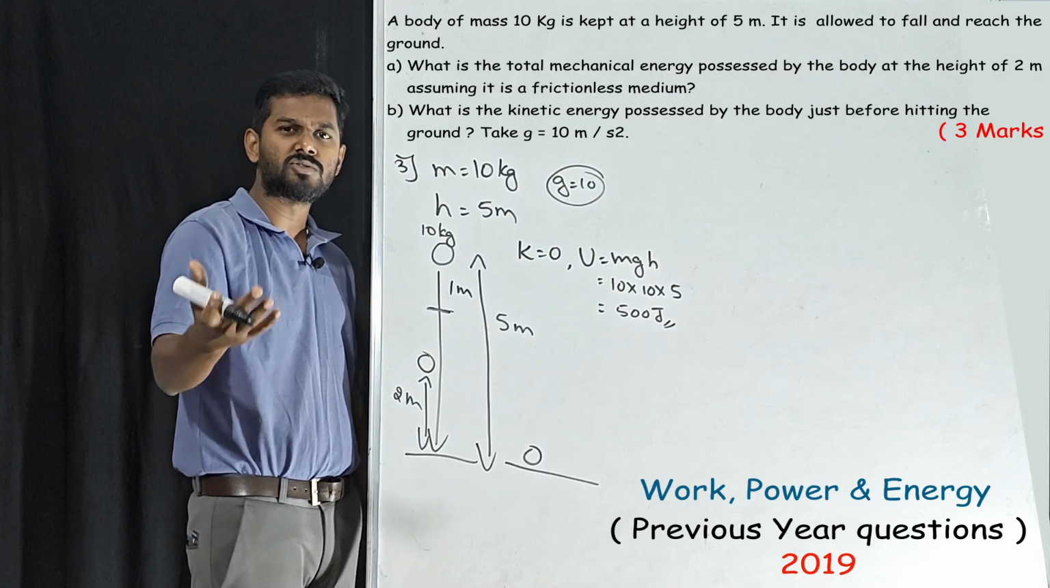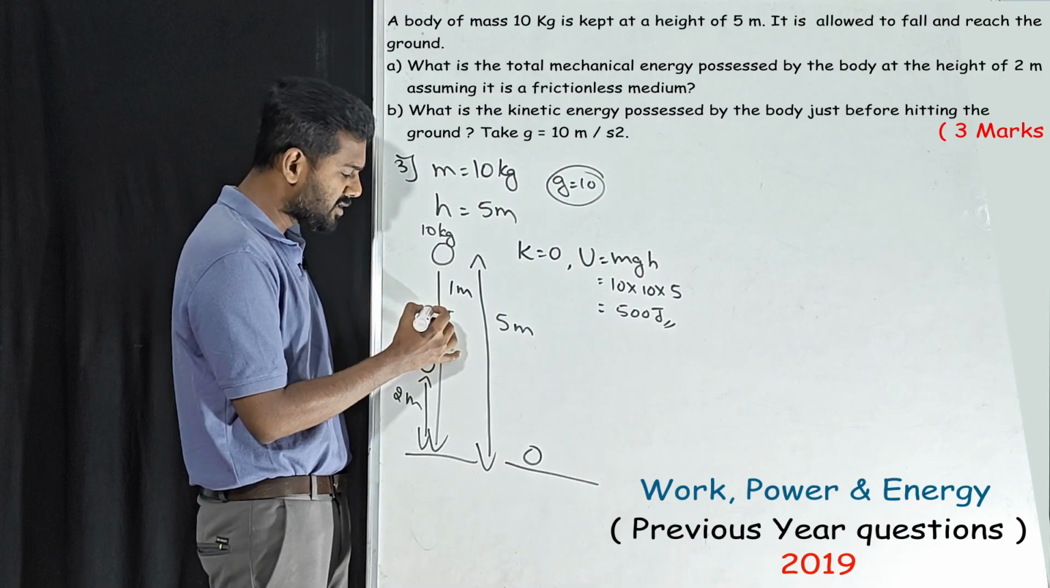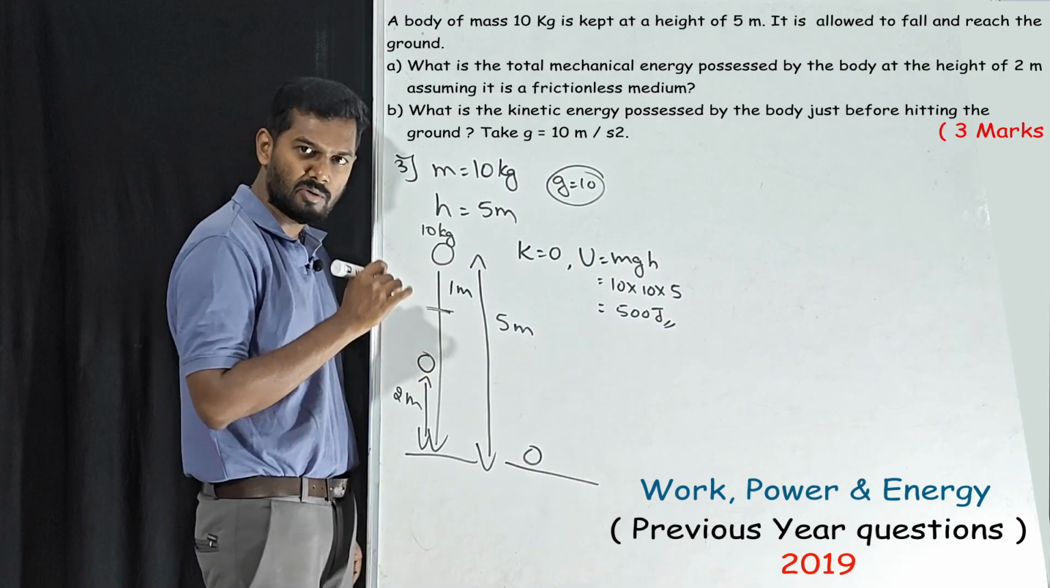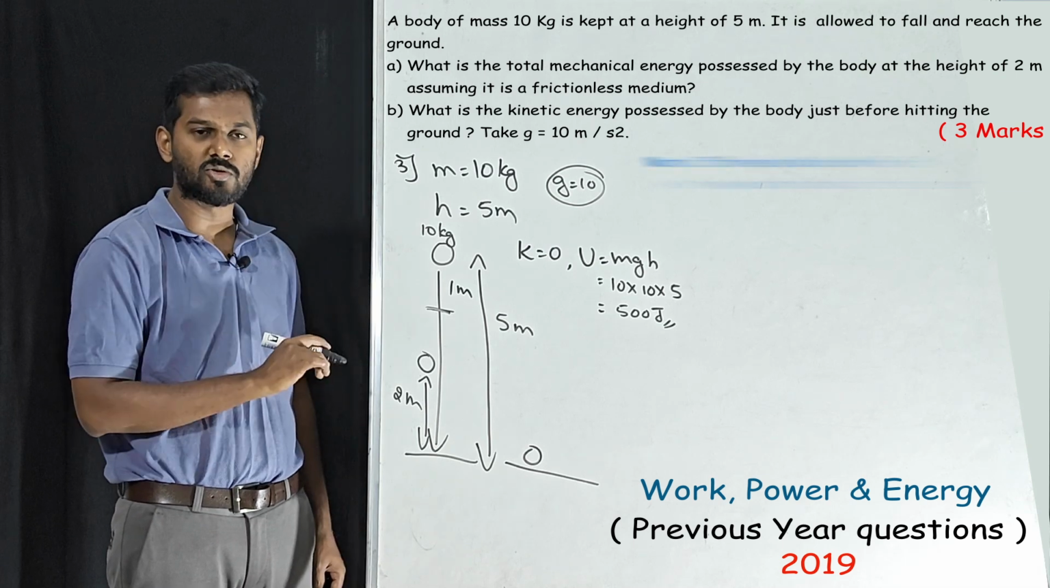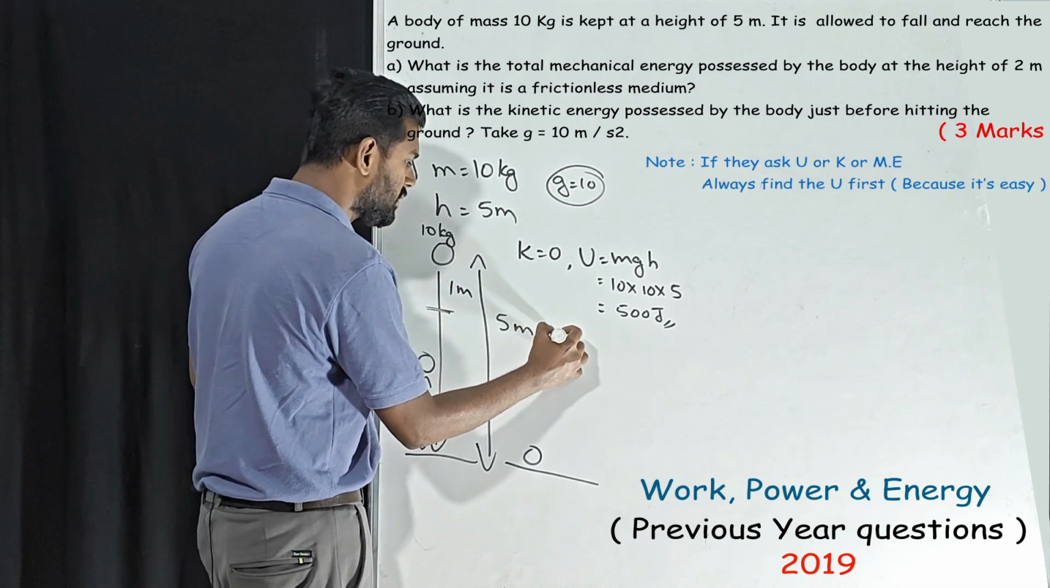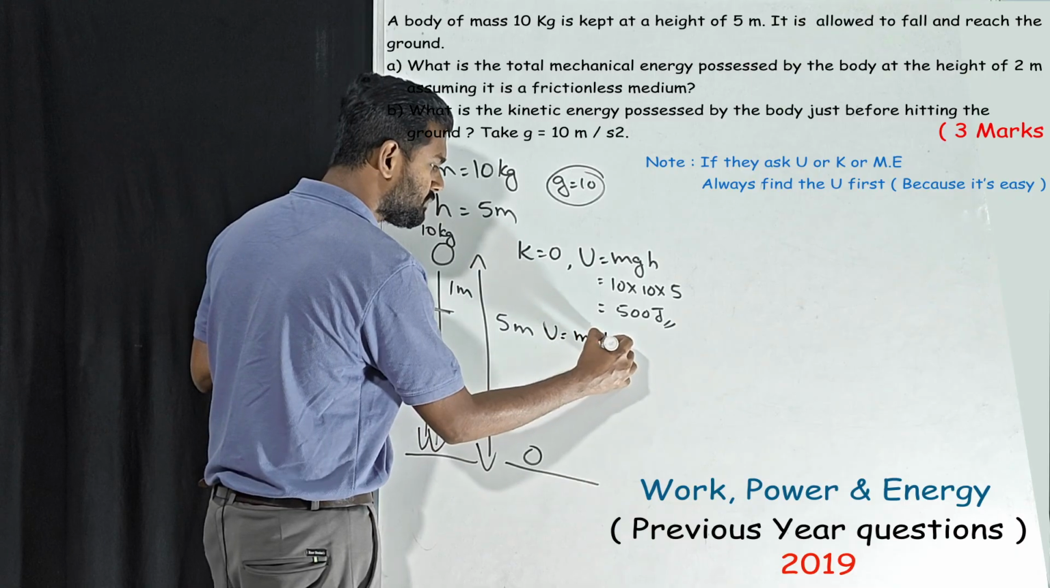If this question or any question they ask, you can easily answer it. Assume the ball is here, it has crossed 1 meter. What is the potential energy if it is a frictionless medium? If this is the question, apply the formula: U is equal to mgh.